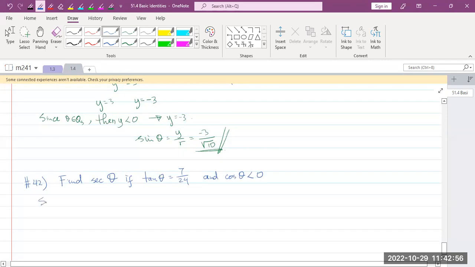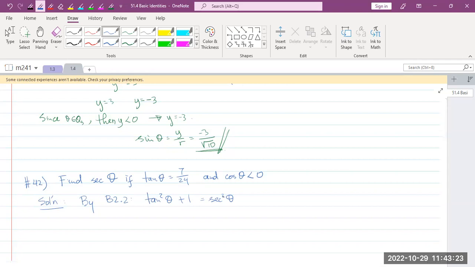Okay, solutions. What relates secant theta and tangent theta? By the Pythagorean identity, the second formula: tangent squared theta plus 1 equals secant squared theta. That's why you need to memorize those identities. If you don't memorize those, you need to look back into your cheat sheet again, and you don't even realize which one. It will slow you down so much.